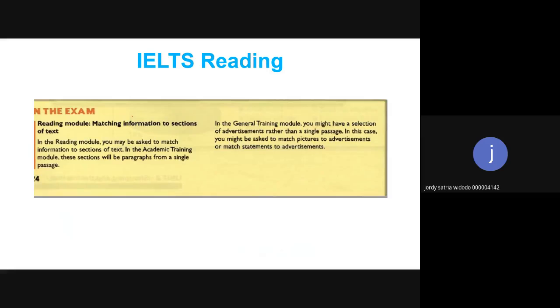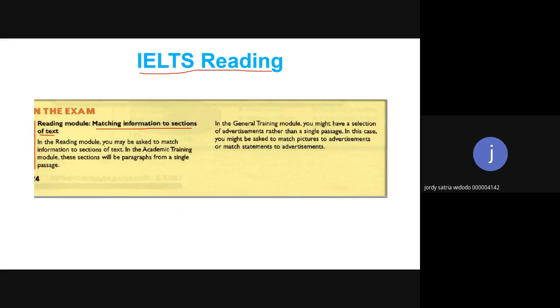So the first one we are going to discuss is IELTS reading. In this case, let's read the instruction. Reading module, matching information to sections of the text. In this part, we are going to talk about matching information to sections of text. This is another feature of the IELTS reading test.